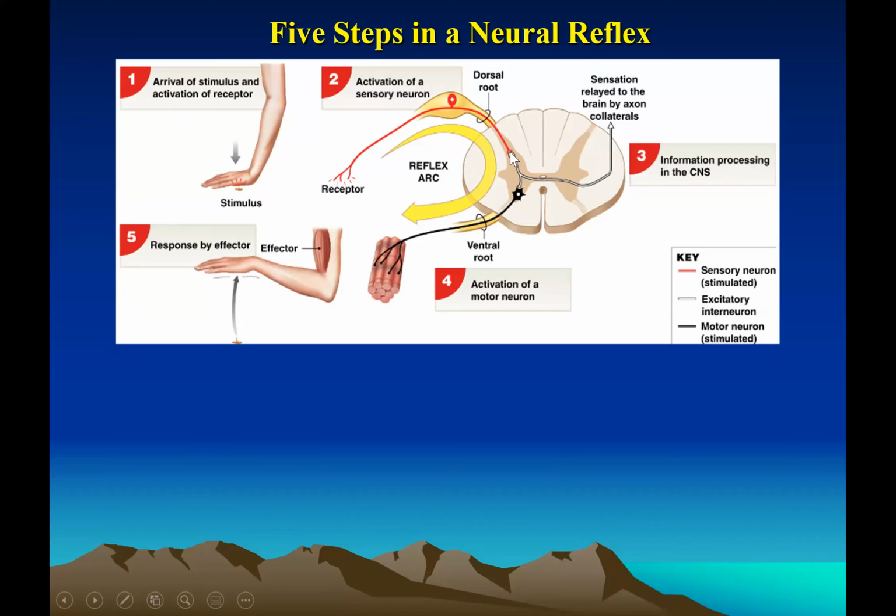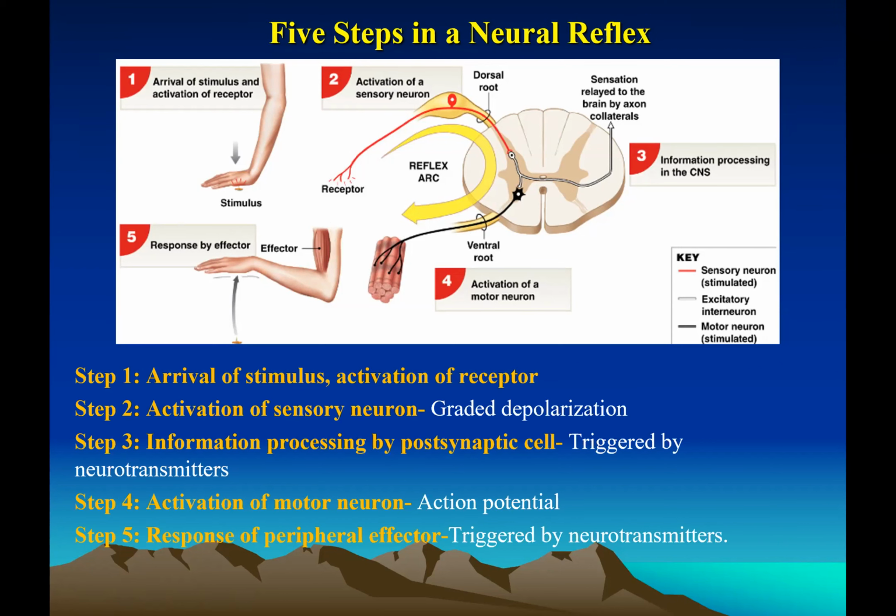And this would be a graded potential, and then it is processed in the interneuron, information processing. So there will be a trigger of neurotransmitters here. And then the processed information goes out as a motor command because of an activation of a motor neuron. Maybe the command is to contract the effector muscle, which is the bicep, so that you're pulling out your hand before it gets burnt. So this is the response of the effector. These are the 5 steps of a reflex that you can see.